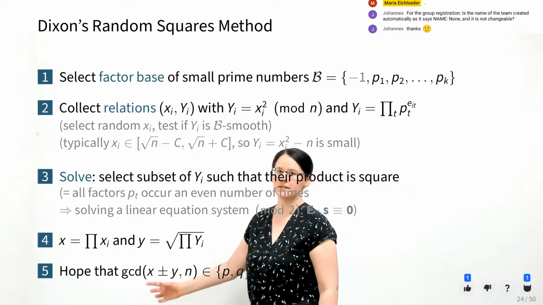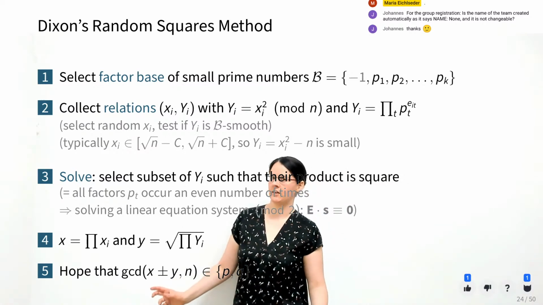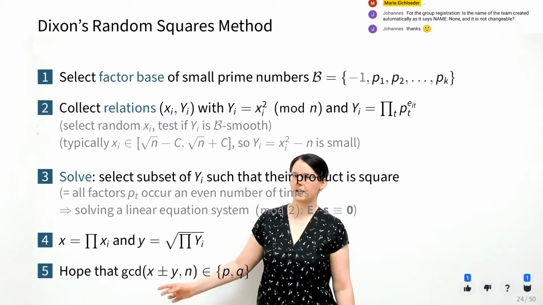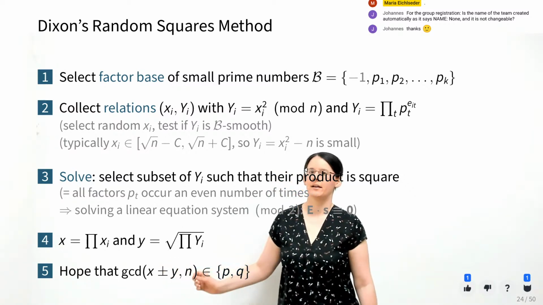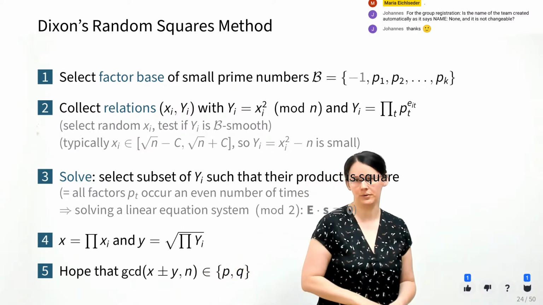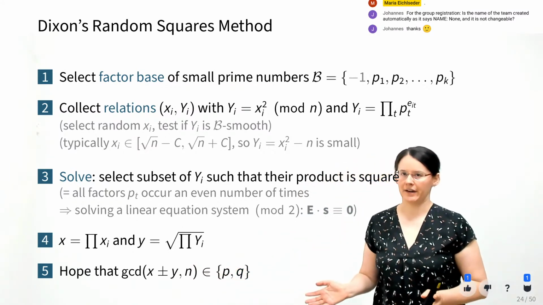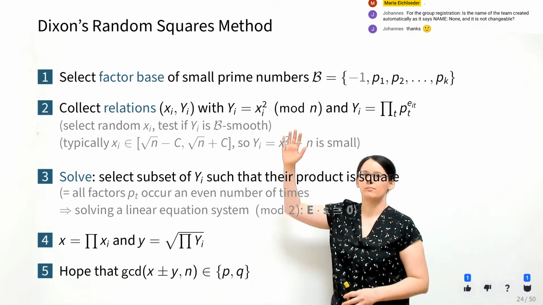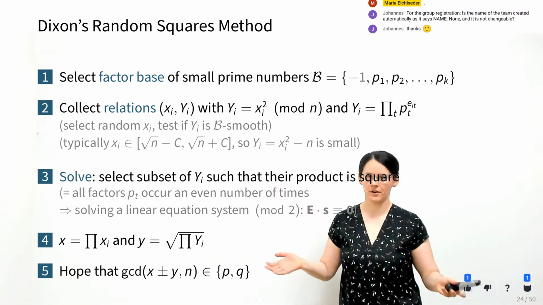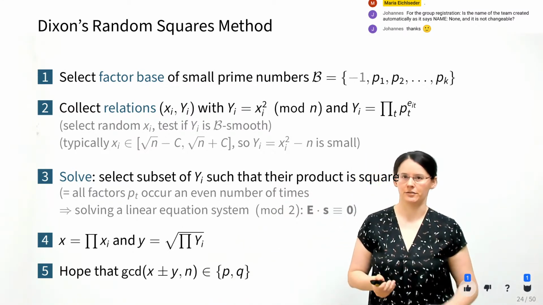I can now do this greatest common divisor test to test if I was successful with my x and y, whether either x plus y or x minus y has a common divisor with n, which would in that case be p or q. If this fails, I need to find more different relations and try a different combination. If I'm successful, then I'm done and I have factored my number.